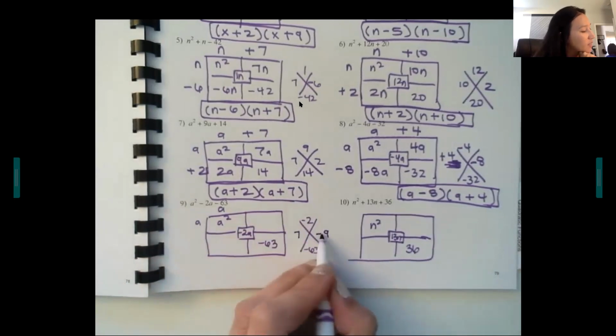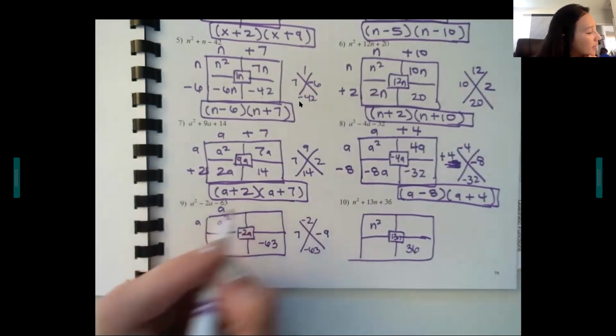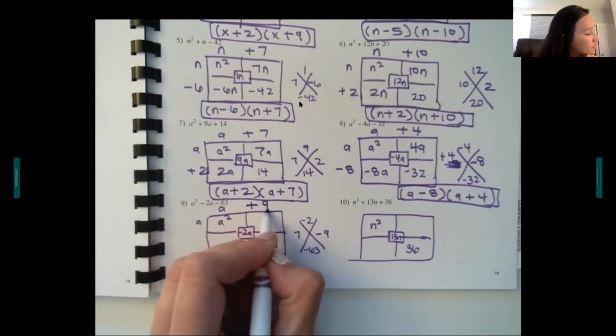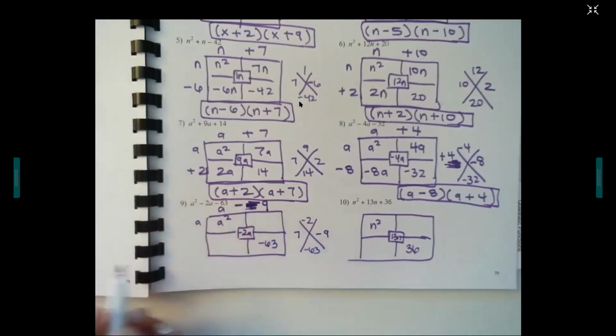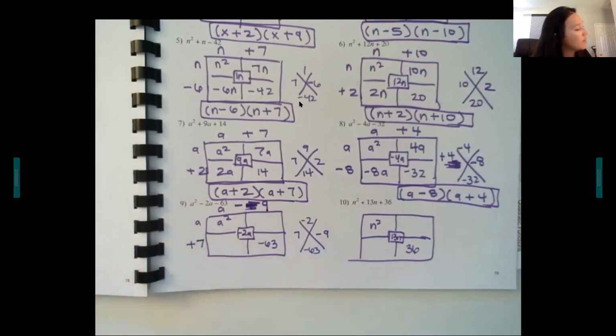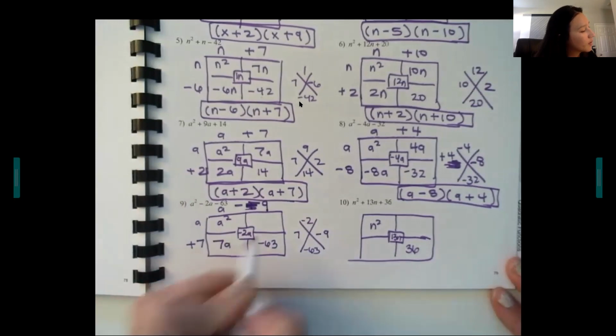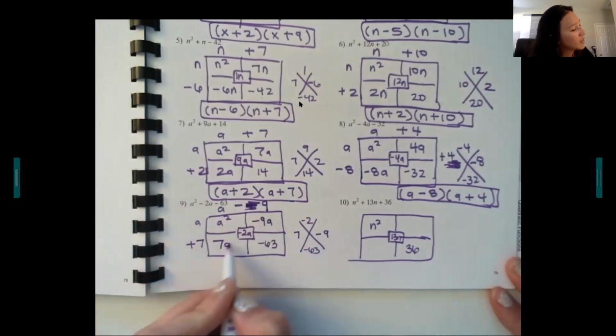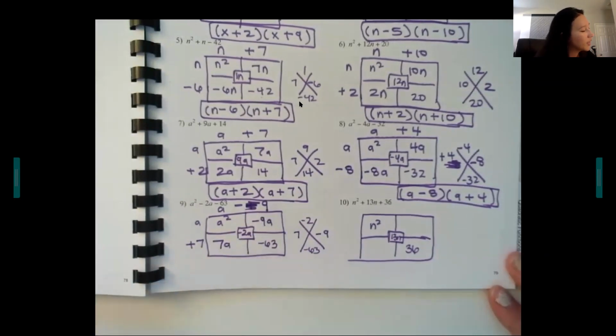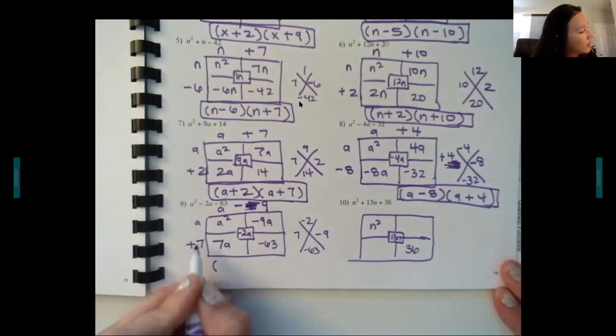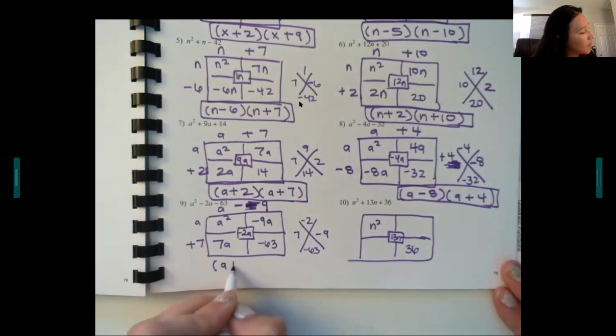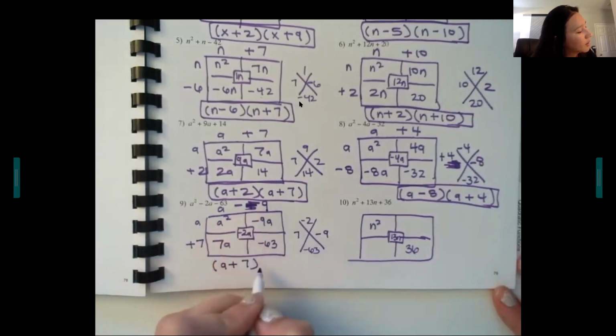Very good. Positive 7 times negative 9 is negative 63. And if we add them, 7 minus 9, that is negative 2. Excellent. So a minus 9 and a plus 7. Perfect. Those add to negative 2a, and 9 times negative 7 multiplies to our negative 63. So our answer is a plus 7 times a minus 9.